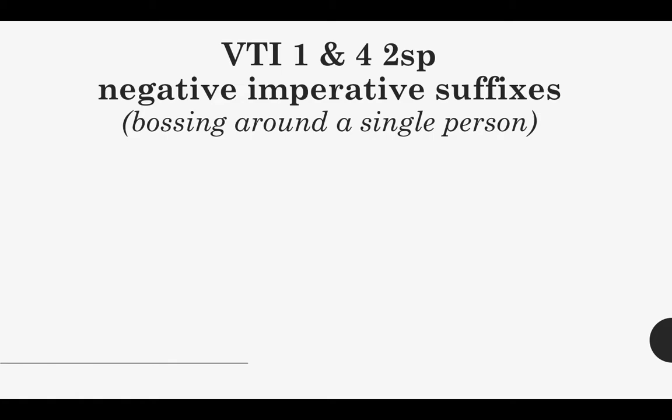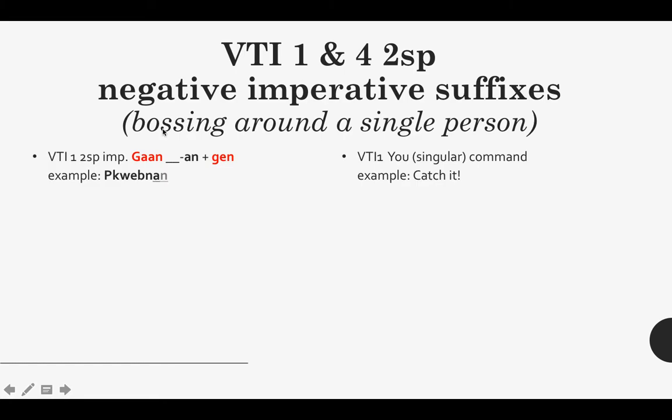So again, we're going to hit two birds with one stone here with VTI 1 and 4. This is the second person singular one. So we're just bossing around a single person here. We're telling them not to do something. So we have gon, and then our VTI 1 with an AN ending. And then we're going to use the suffix gen. And I think that N should be grayed, just like this one is here, to show that we're getting rid of it.